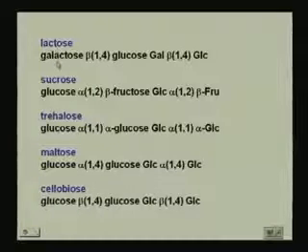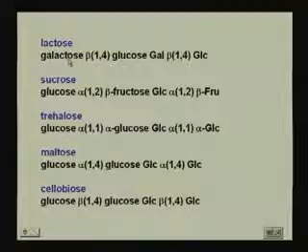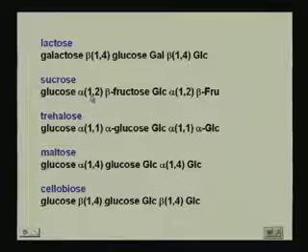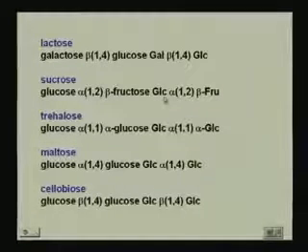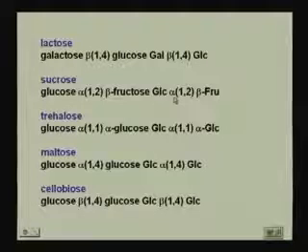Lactose is galactose beta 1,4 glucose. So, what do we need to know for this? We need to know the structure of galactose, the beta anomer of galactose, and the structure of glucose, and then this is the way it is written in short form, galactose beta 1,4 glucose, that is lactose. If we look at sucrose, it is glucose alpha 1,2 beta fructose. All of you know what sucrose is, so you can check and see whether this is the right way to write it.